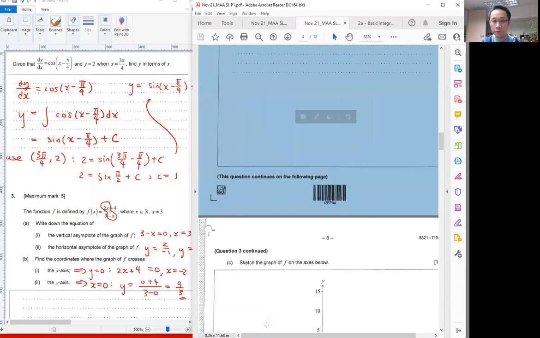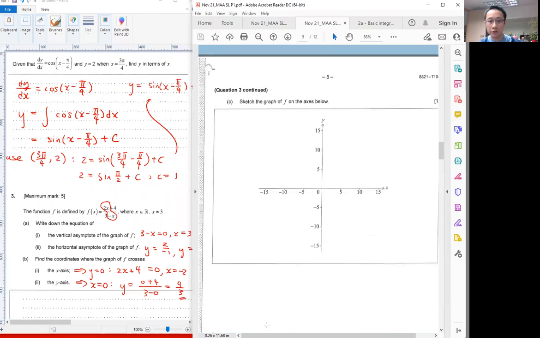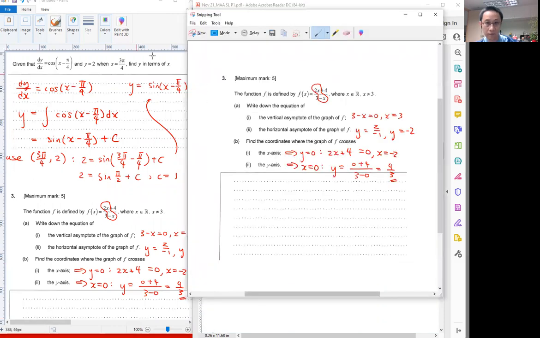Okay, question 3. So you have to sketch the graph. Only for 1 mark on the paper 1. That's kind of stingy.